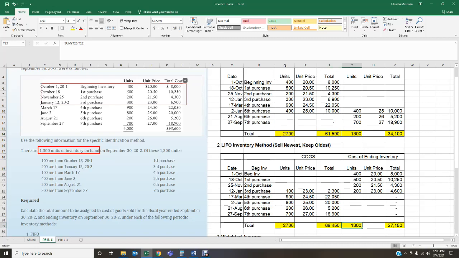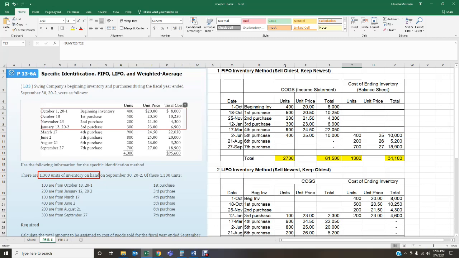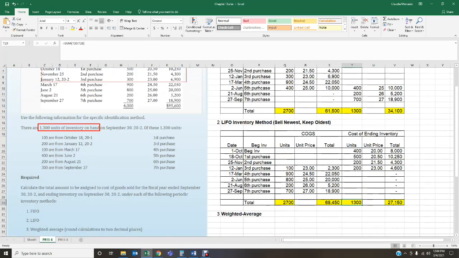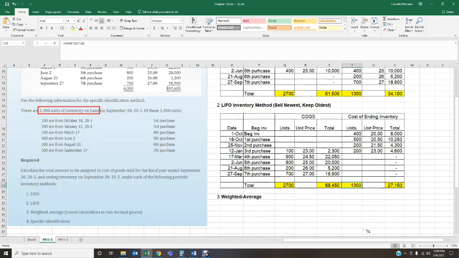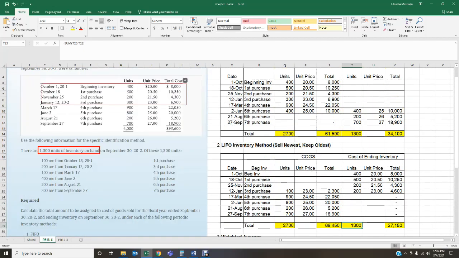Now, the value for those units that we're going to report on the balance sheet is 34,100 if we're using FIFO, and 27,150 if we're using LIFO. So it just depends which method you use. Do you want to report a high number of assets for your ending inventory, or do you want to report a lower expense? My cost of goods sold is lower if I use the LIFO method. So these are the two methods.